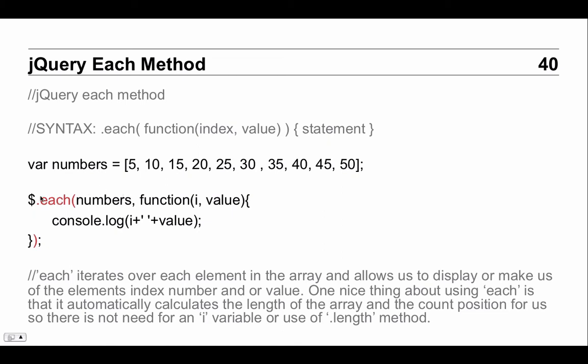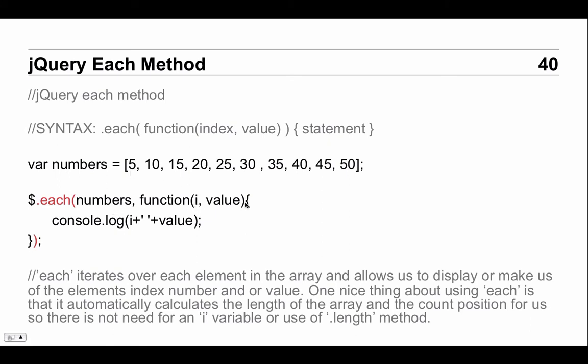Now, one of the things the each method does is it's automatically going to pass into this function for us 2 values. Okay, and the first one is the index number, which we're calling i here. And you can really name these parameters anything you want, but it is a convention to call the index number i. Okay, so here the first argument that the each method is passing into this function, automatically for us behind the scenes, it's going to pass into this argument here, the index number.